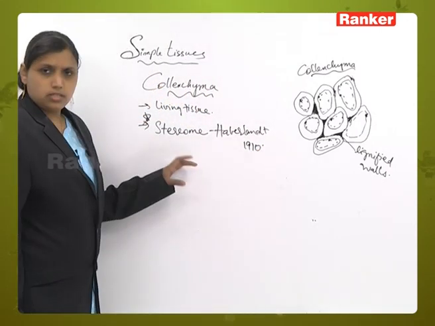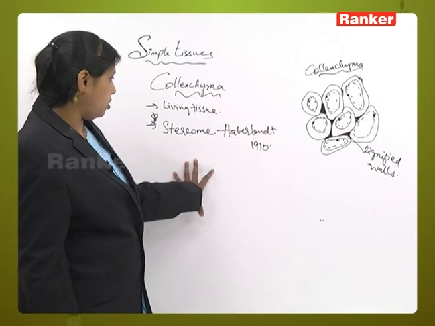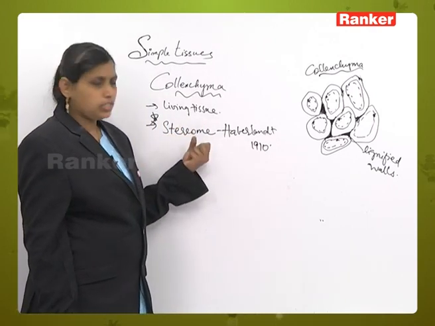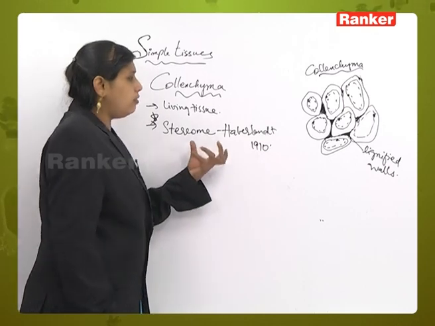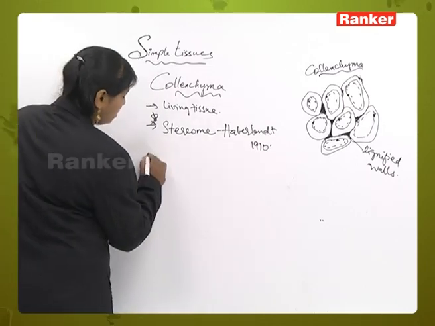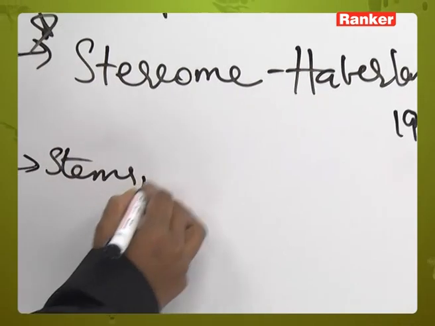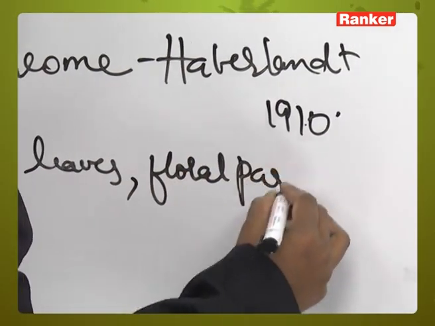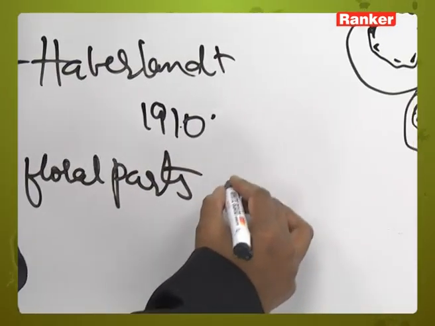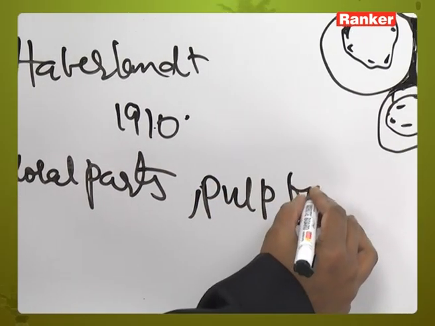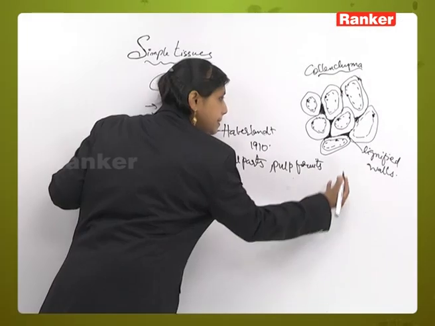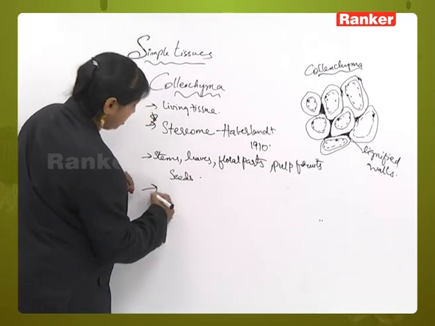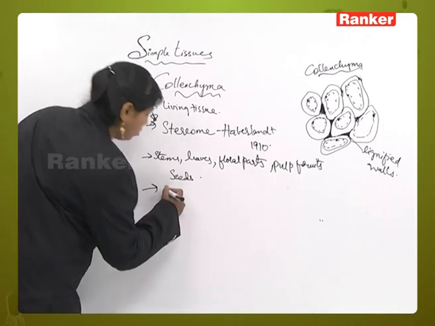Like the sclerenchyma, it gives mechanical strength to the plant body. This one also gives rigidity and flexibility to the tissues in the plant body. Now, where do these occur? These are present mostly in the stems, leaves, and floral parts, in pulp fruits, and also in the seeds, and this type of Collenchyma is absent in monocots.